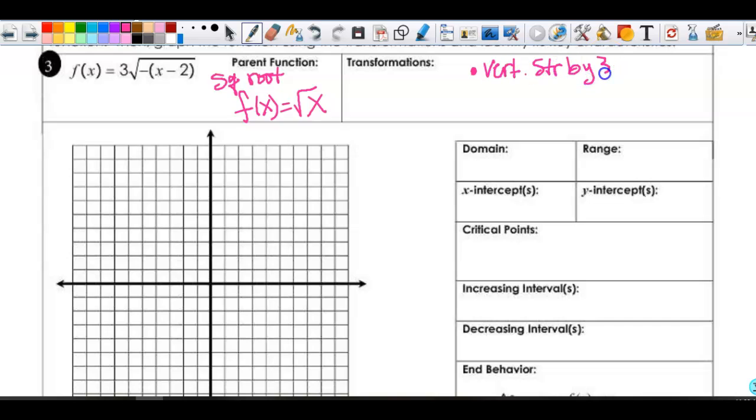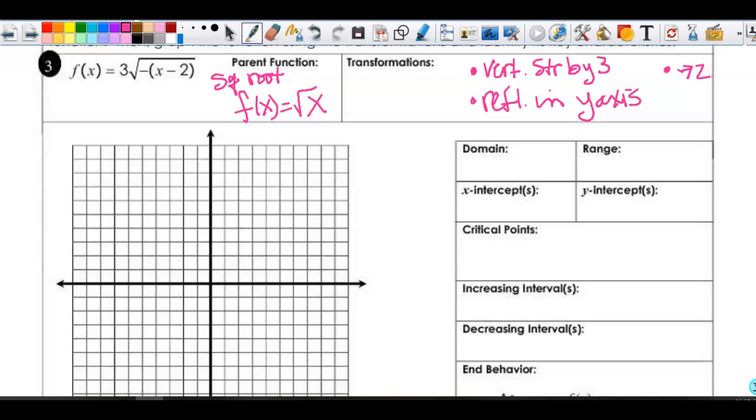by 3. That negative means that it's a reflection. So it's a reflection, and it happens inside the square root, so it affects x, which means it's a reflection in the y-axis. And then that 2 means that I go to the right 2. Okay, and you always do your translations last.